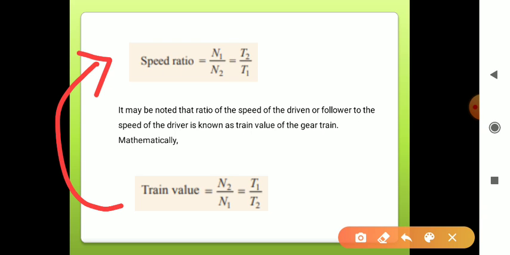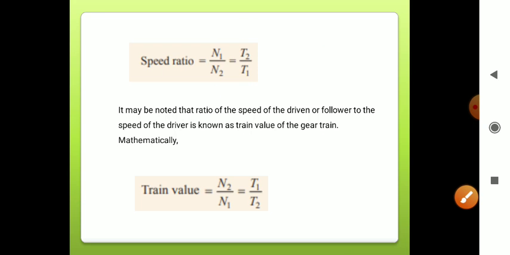So here N1 is the driver and N2 is the driven. The speed ratio is the driver divided by the driven, and the train value is the driven divided by the driver. So these two terms are different.